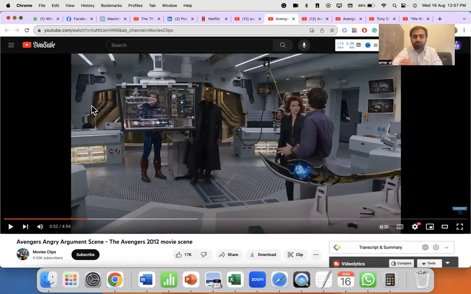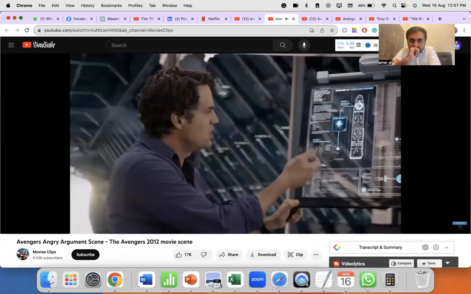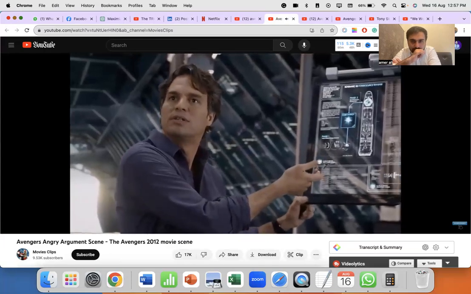Exactly. Not leaving because suddenly you get a little twitchy. I'd like to know why SHIELD is using the Tesseract to build weapons of mass destruction.